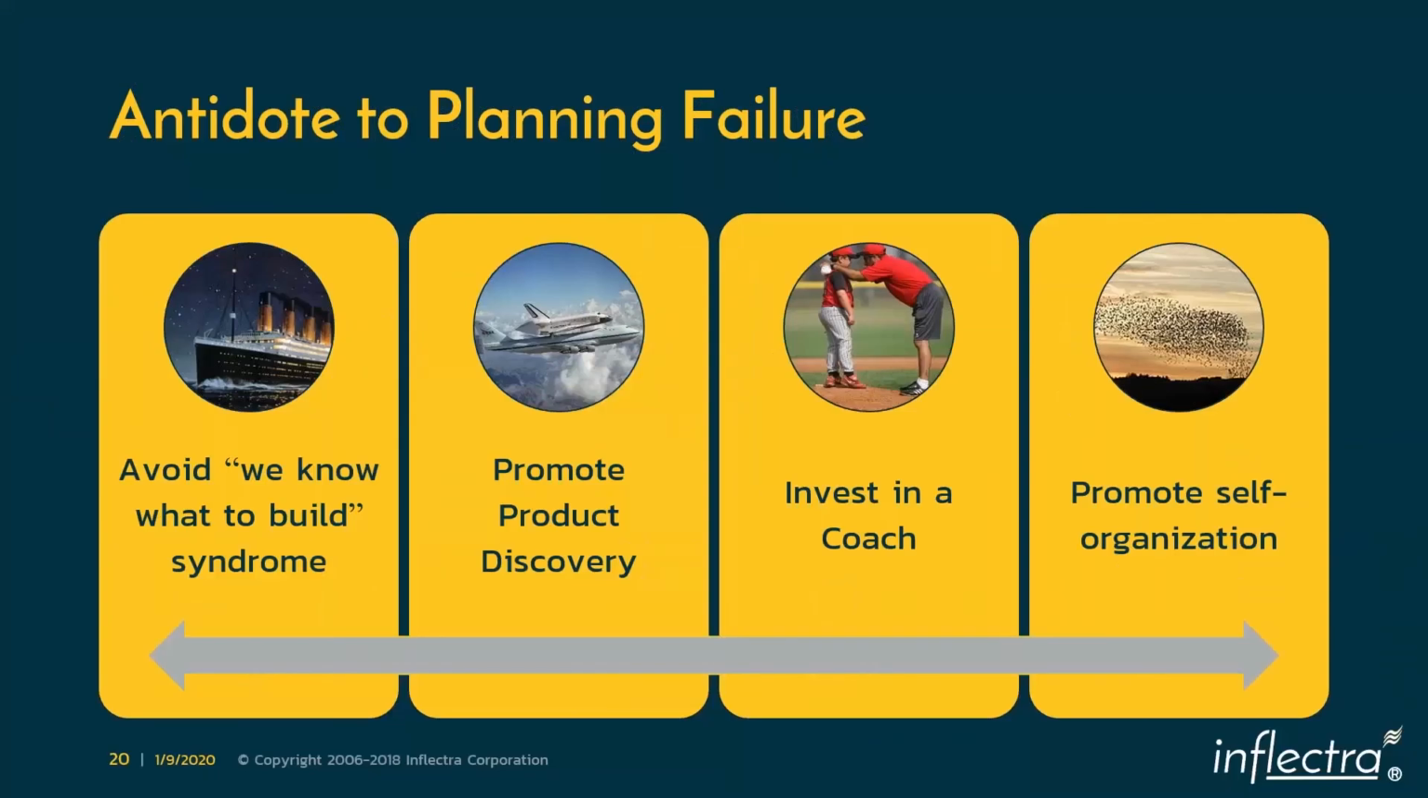Okay. Now, what are some of those antidotes to planning failure? First of all, we need to avoid some of the Titanic related problems. Like we know what to build and we don't want to go and ask anybody else. We know exactly what needs to be built. But then the product is in the hands of other business stakeholders and end consumers, and we have not gotten all the market needs correctly. And so we need to avoid this we-know-what-to-build syndrome.